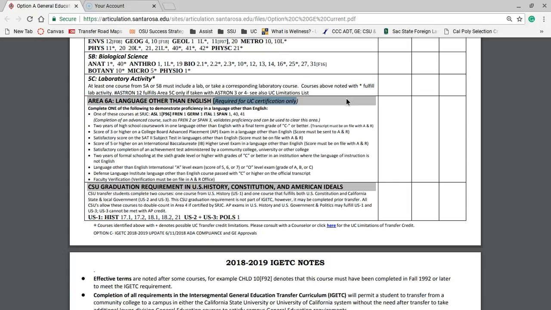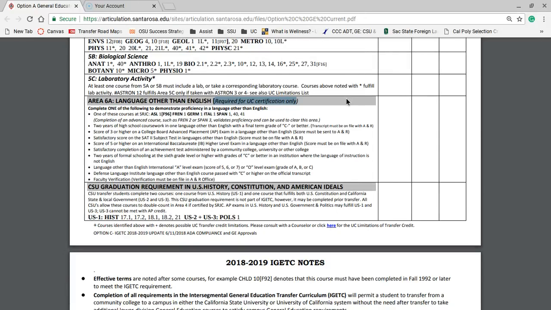If you took the SAT-2 subject test in a language other than English, that could work. An IB score could work. And if you've done 2 years of formal schooling at the 6th grade level or higher with grades of C or better, where the language of instruction was not English at that school, then we can use that as well.